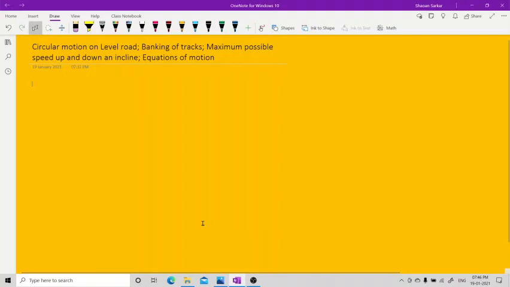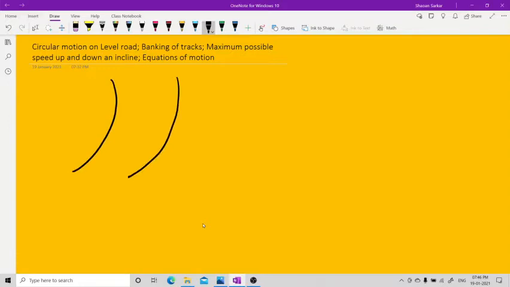Now we are going to deal with circular motion on level road, banking of tracks, maximum possible speed, up and down the incline, and equation of motion. Let me draw a circular path this way, and this is my vehicle.